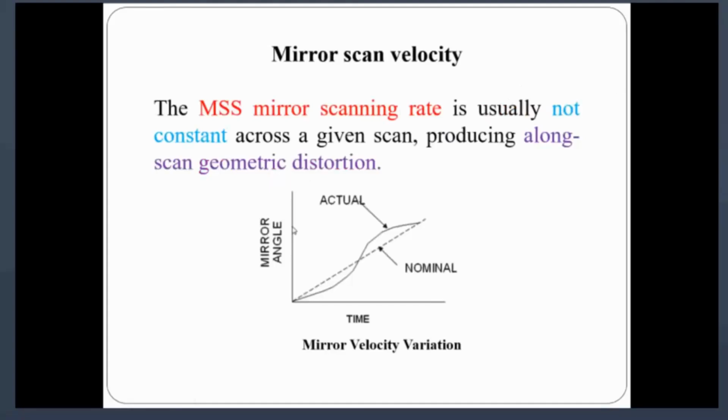Now, usually when there is a scanning across the track, the scanning rate is not constant. So you generally have an along scan geometric distortion when you have a non-constant scanning rate of the mirror. Actually, with time, the mirror angle should be changing in this linear fashion. However, the actual change takes place like this. So you will have along the scan geometric distortion. The previous one was a cross scan. This one is an along scan, both happening for across track scanning platforms.